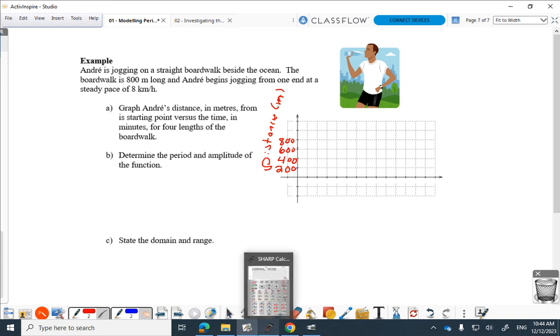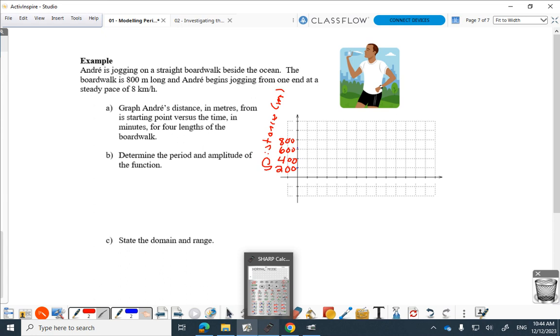Anybody taking physics right now? Yeah? I probably should say displacement, but I don't want to mess anyone up here. So we'll just still say distance from the start. It's okay. I'm phrasing it okay, physics people. We'll survive. Distance from his starting point.